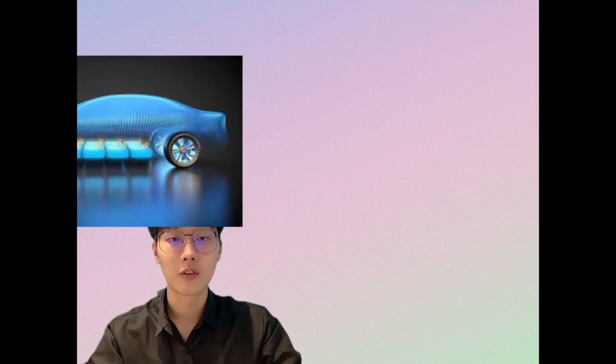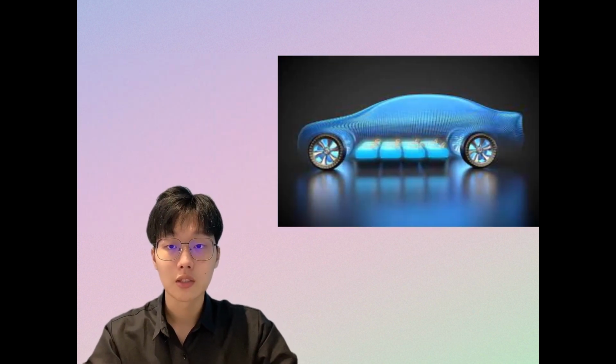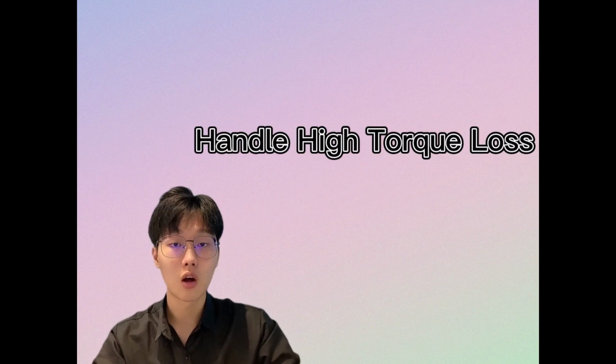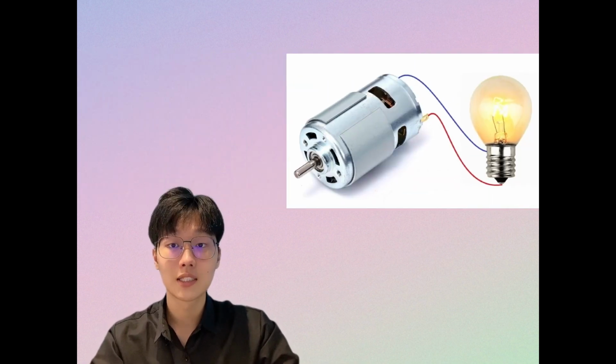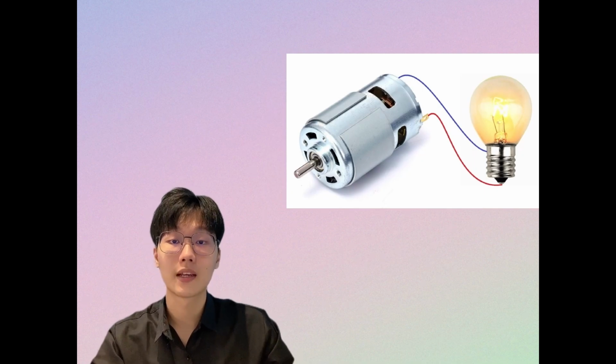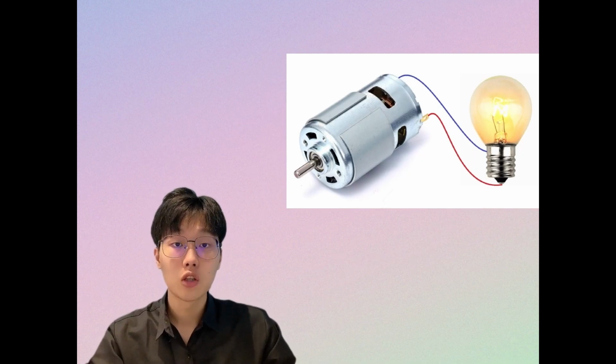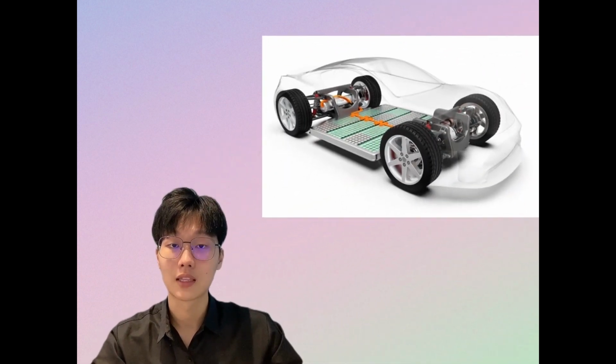Another application of shunt DC motors is in electric vehicles. The shunt DC motor's ability to handle high torque loads at low speed makes it a good choice for propelling an electric vehicle. The motor can also be used to generate electricity through regenerative braking, which captures the energy normally lost during braking and stores it in the vehicle battery for later use.